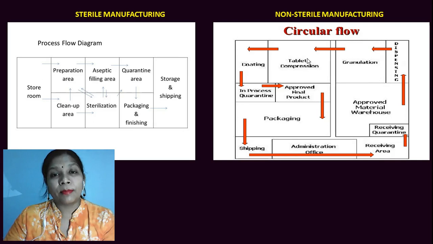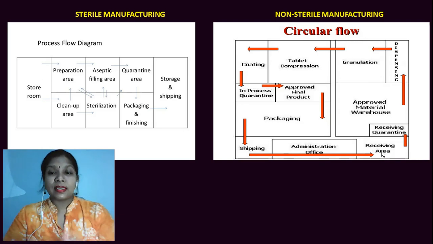Now this is the tablet compression area where you make the tablets, followed by the coating area where you coat the tablets with the coating layer. Next, this is the in-process quarantine. That means you need to store the prepared tablets after coating in this area. And lastly, you go to the approved final product. That means this area will have the final product, followed by the packaging area. After you get the final product, you will go to the packaging. From packaging, you go to the shipping area, the administrative office and the receiving area.